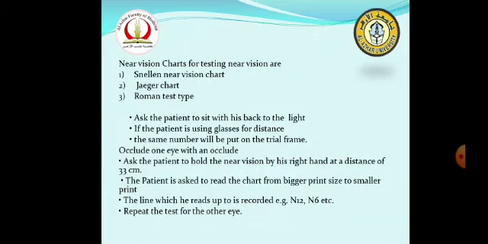Ask the patient to hold the near vision chart with his right hand at a distance of about 33 centimeters. The patient is asked to read the chart from bigger print size to smaller print. The line which he reads up to is recorded, and repeat the test for the other eye.